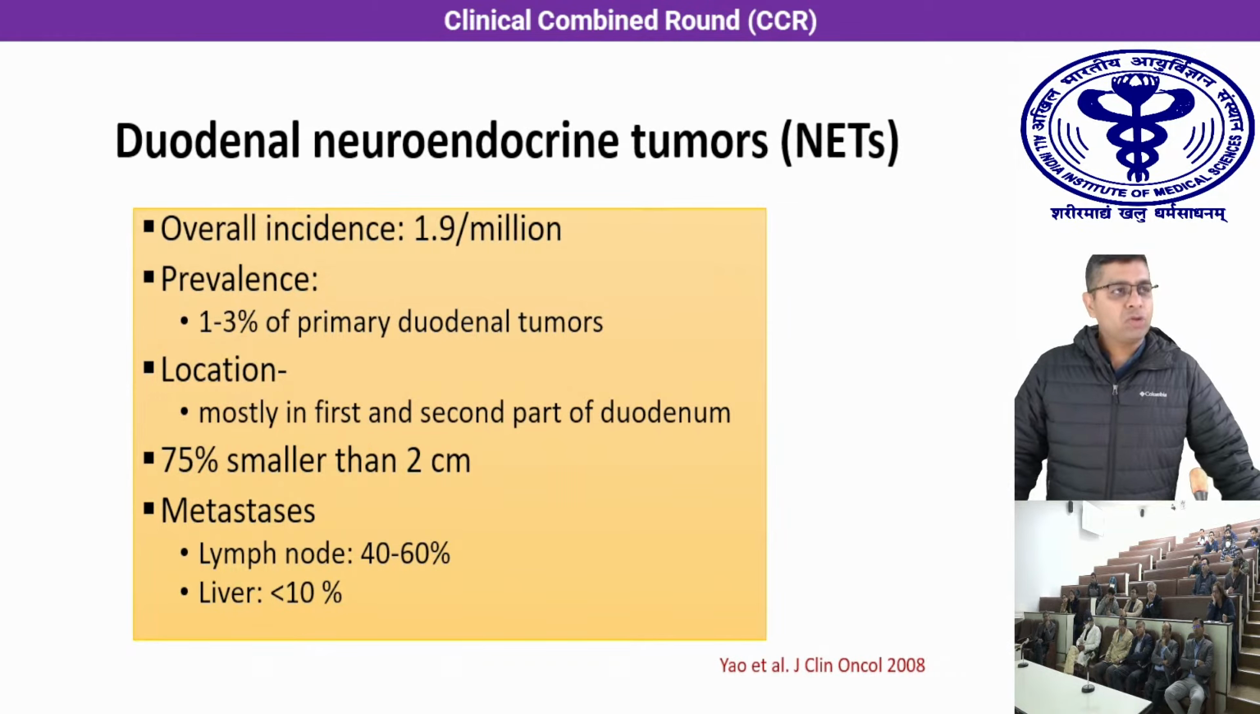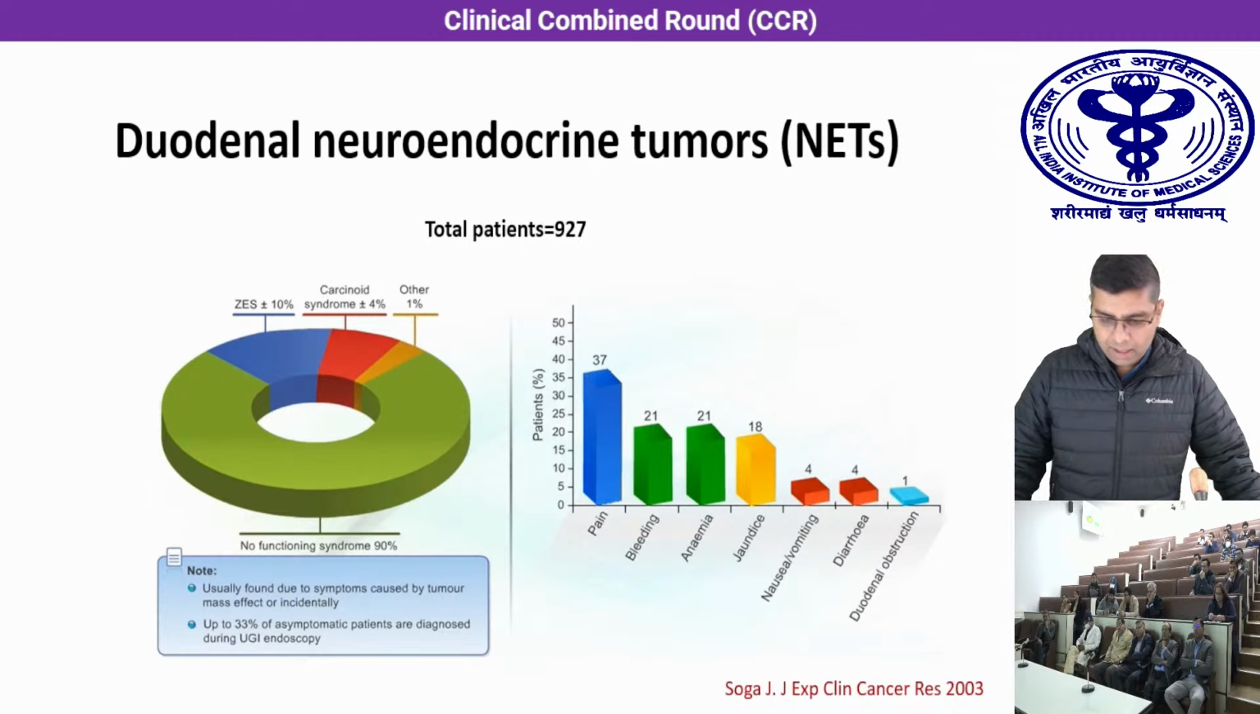On upper GI endoscopy, most of these lesions are smaller than 2 centimeters in size. As the size increases and the grade of the tumor increases, they have a high chance of metastasis, carrying an overall incidence of 40 to 60% chance of lymph nodal metastasis and around 10% chance of liver metastasis.